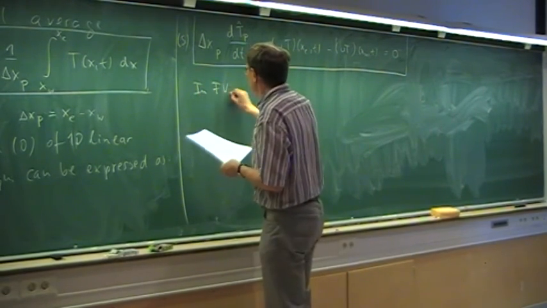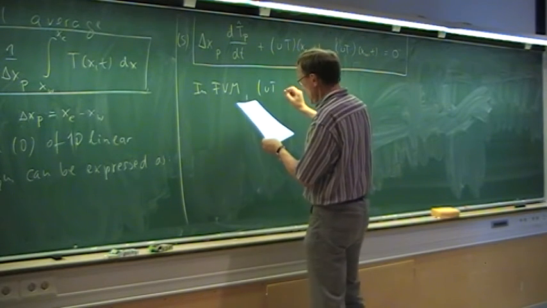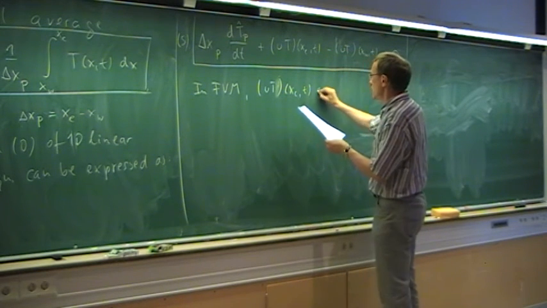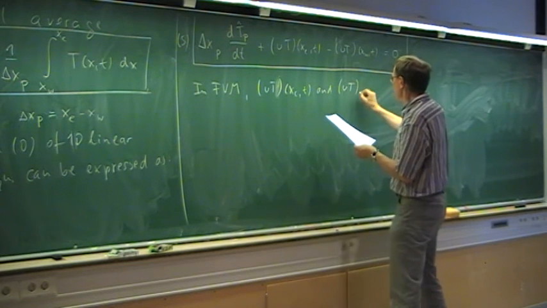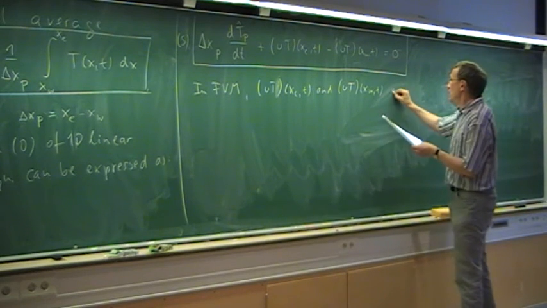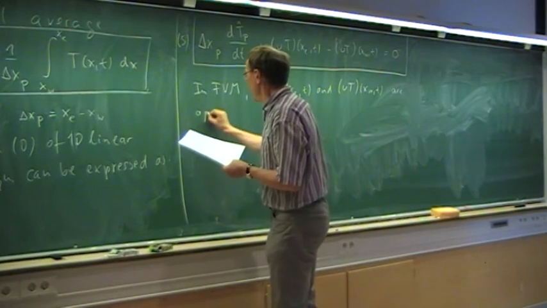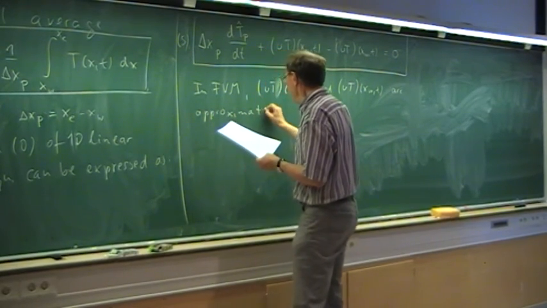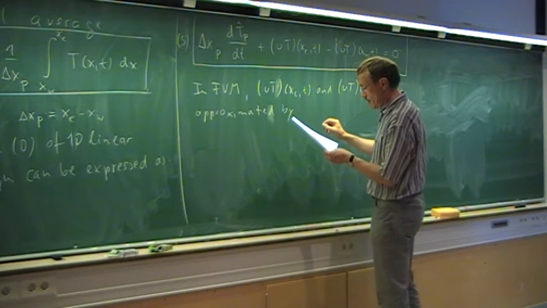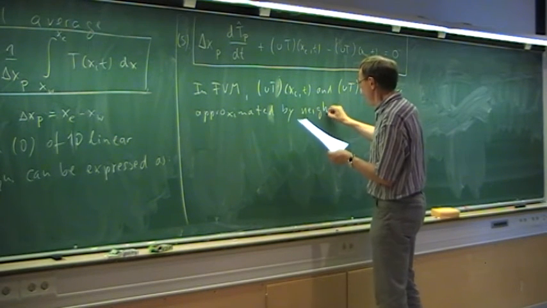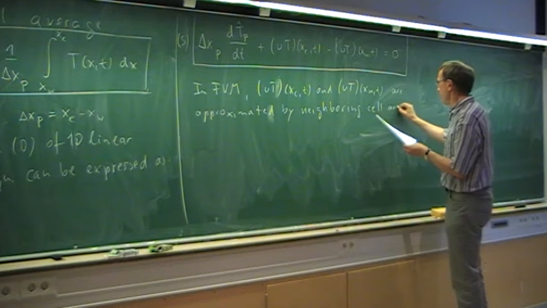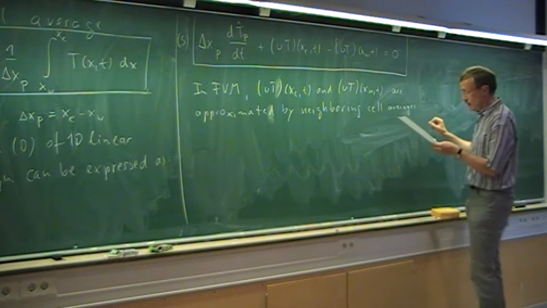So, in the finite volume method, the convective flux at eastern and western faces are approximated by neighboring cell averages. So thereby we introduce approximations.